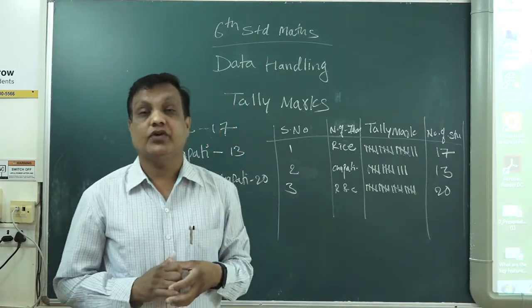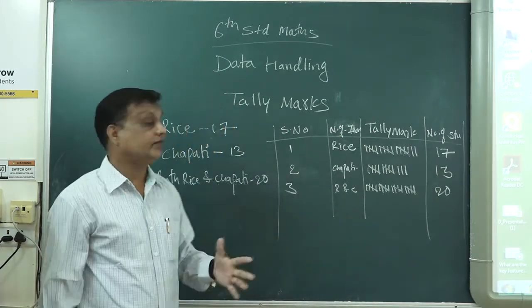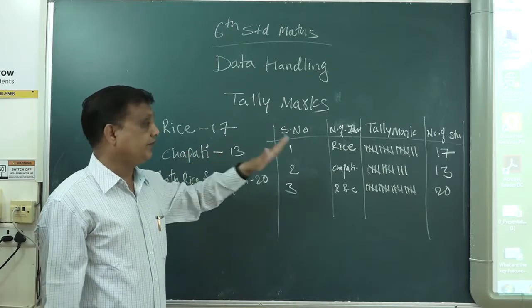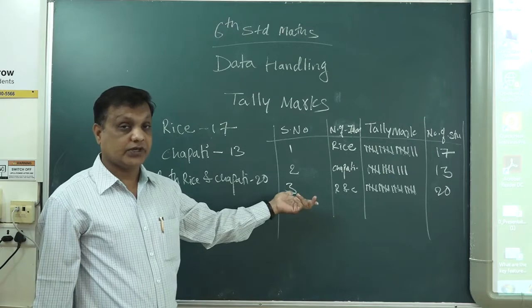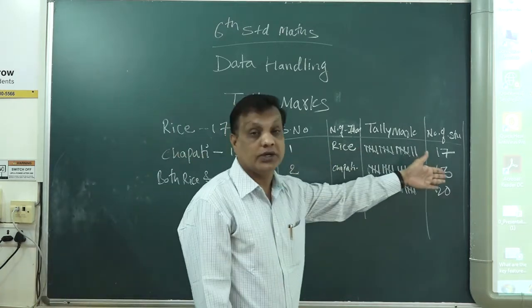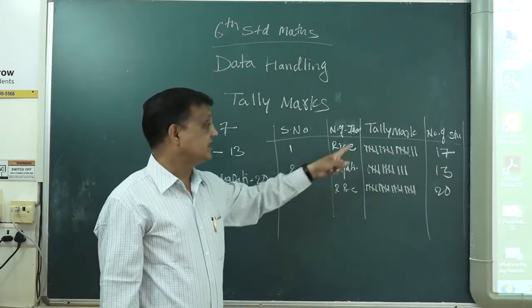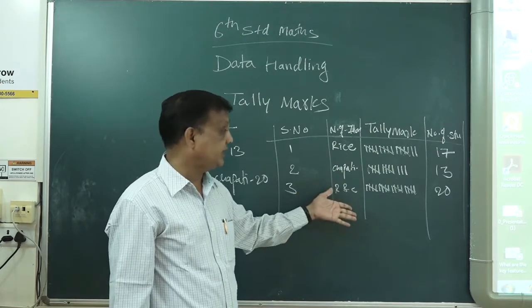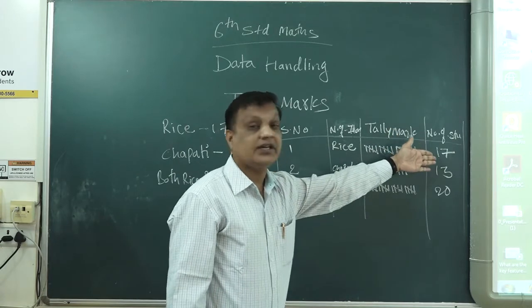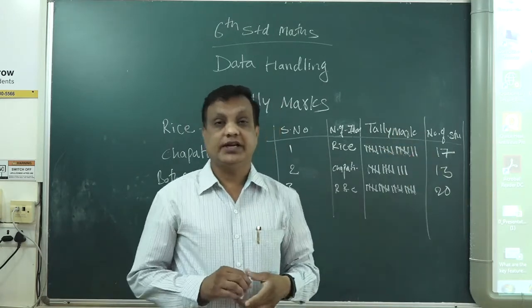Understand? For the tally mark, we collected whatever information we got, and we prepare that information in the form of a table. The table name is tally mark. In the tally mark table you have to make 4 columns. In the first column, serial number. Second column, the name of items, name of students or whatever is given. Then the tally mark, and next the number of students.